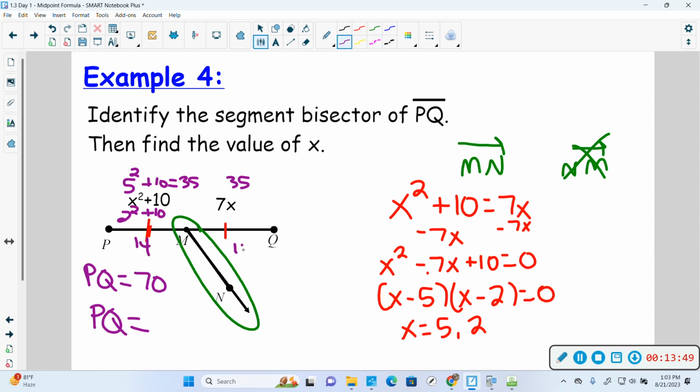Now, if I put 2 in for x, what's 2 squared plus 10? 14. Your other choice for the whole length would be what? 14 plus 14, 28. So if you get 2 answers for x, you're going to have 2 answers for PQ. That is as crazy as this gets today. Questions I can answer on the factoring? So don't let it scare you when you have a factoring one in your homework.